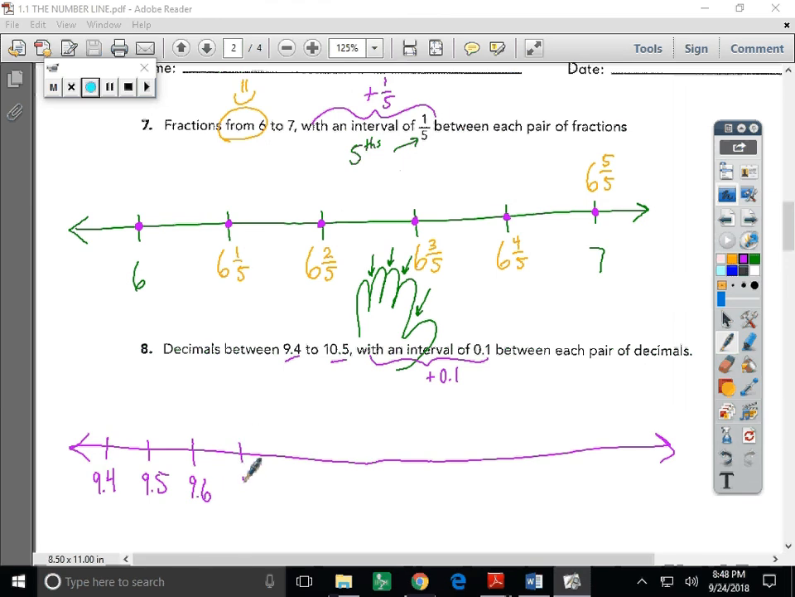What is 9 6/10 plus 1/10 more? 9 7/10. What is 9 7/10 plus 1/10 more? 9 8/10. What if we went another time on the number line? I'd be at 9 9/10. What if I moved another time? What's 9 9/10 plus one little tiny tenth?